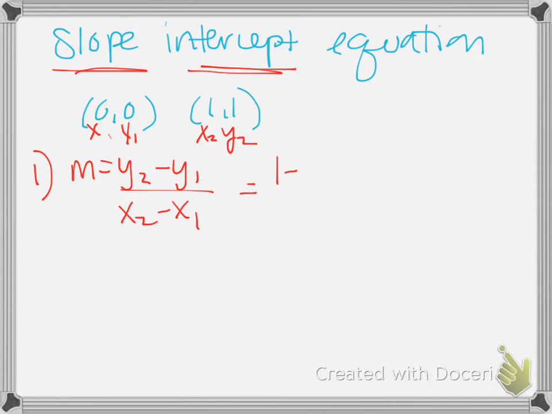So on top I'm going to get 1 minus 0, and on the bottom I'm going to get 1 minus 0. 1 minus 0 is 1, and 1 minus 0 is 1. So my slope is 1.